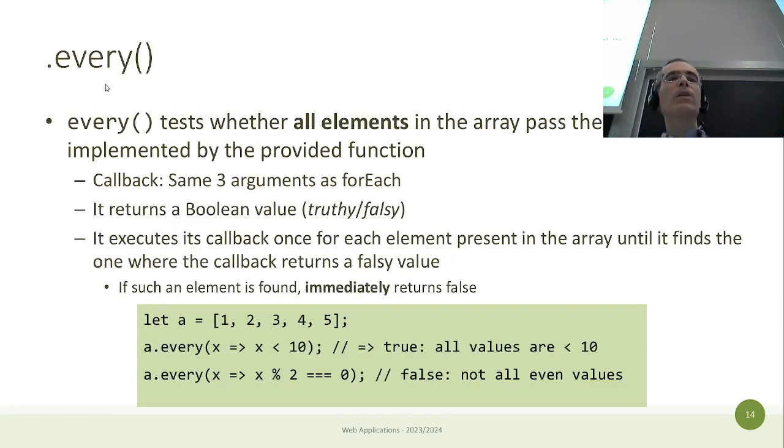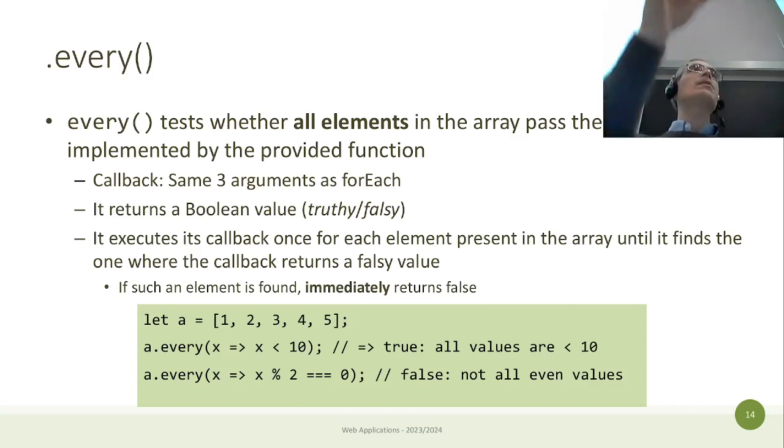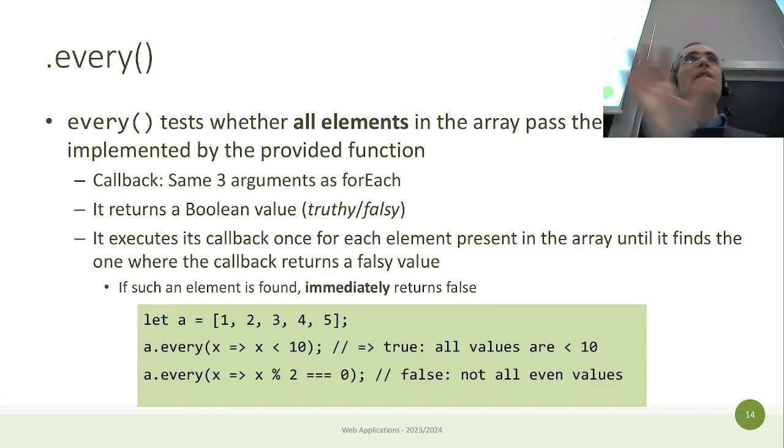Let's have a look at the other two, every and some. Every tests whether all the elements in the array pass the test, and the test is a callback. Every calls the callback for each element and gets the value, Boolean, true or false, converting it if necessary, as always happens in JavaScript. We don't really need a Boolean. It's better if we have a Boolean because the code is clearer, but if it's not Boolean, it will be converted to Boolean with the truthy/falsy rules.